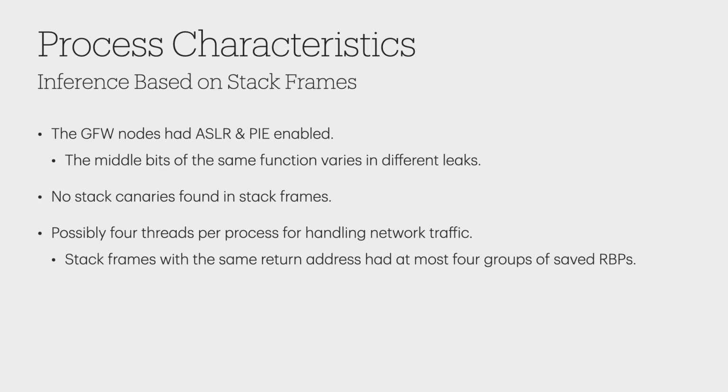We then performed deeper analysis of the stack frames. Besides the platform, we noticed the nodes had ASLR and PIE enabled. This is the reason why leaks of the same layout had addresses with the same prefixes and suffixes, but different middle bits. Technically, we could count the number of the injector processes via this trait, but we did not collect enough stack frames for that. We further noticed that there were no stack canaries in the stack frames. At last, we inferred each injector process had 4 threads for handling network traffic, because each return address had at most 4 groups of saved RBPs. We presented the details in the paper.